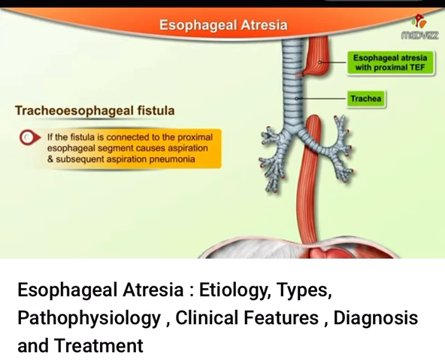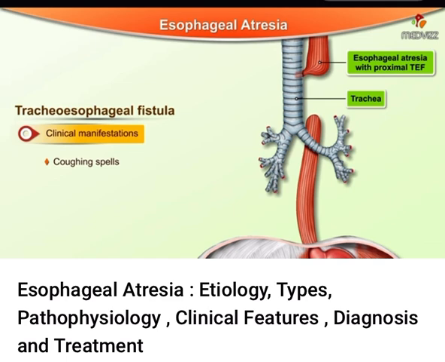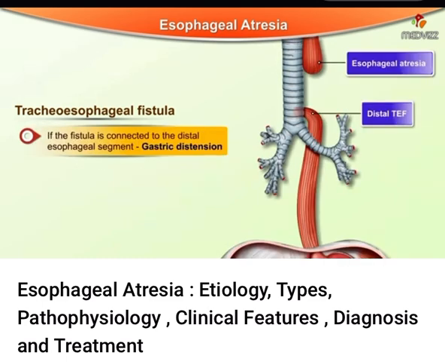If the fistula is connected to the proximal esophageal segment, aspiration can occur and subsequently can result in aspiration pneumonia. And patients with aspiration pneumonia can present with coughing spells, rales, and cyanotic attacks. Coughing spells are due to the saliva overflowing from the esophagus into the trachea. If the fistula is connected to the distal esophageal segment, there can be gastric distension.